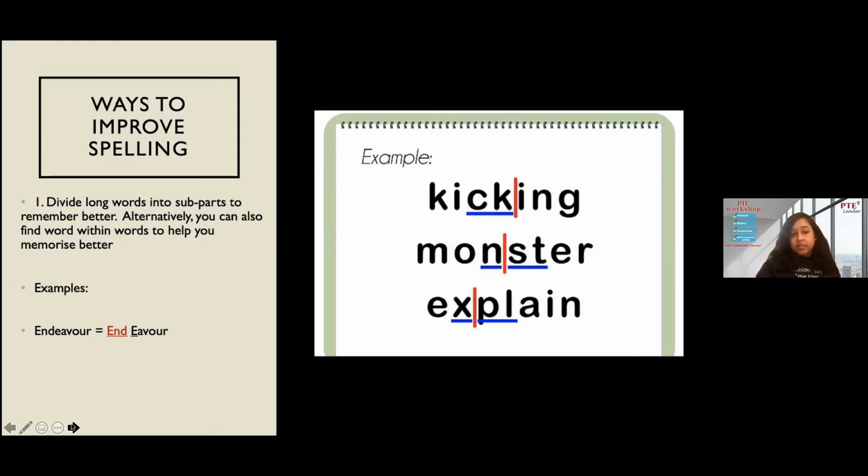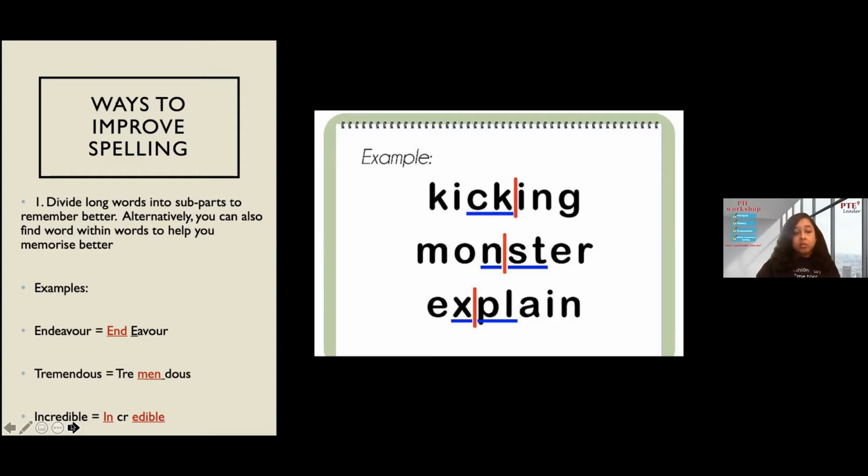More examples. So endeavor, just divide it into two parts, en and ever. And also see within this word endeavor, you have another word, which is end. So this can also help you to remember the word. Other examples, tremendous. Divide it into three parts. And if you notice, there is another word, men, within the word tremendous. So again, it helps you to remember the word spelling for a longer period of time.